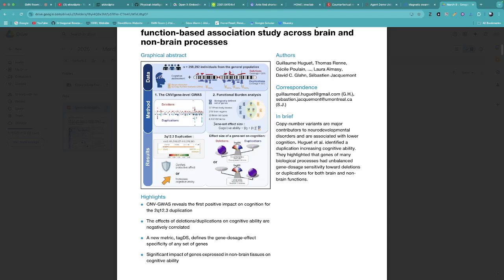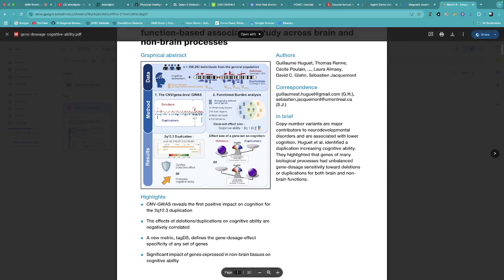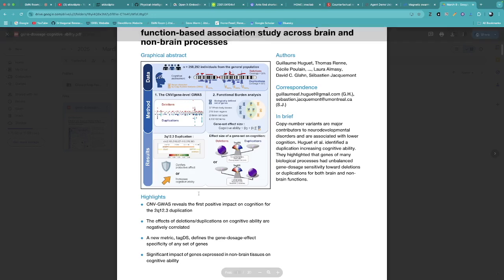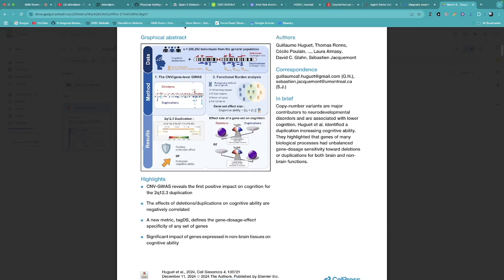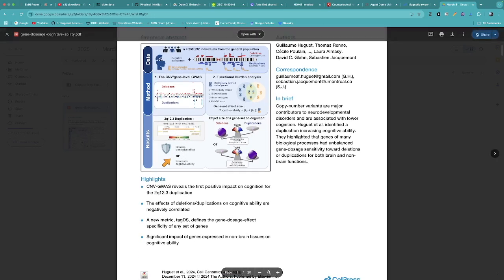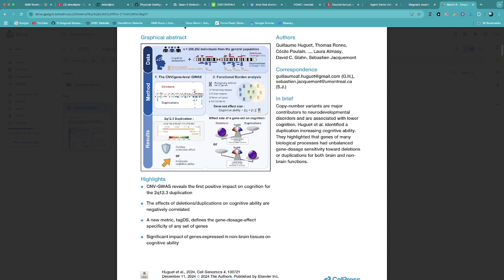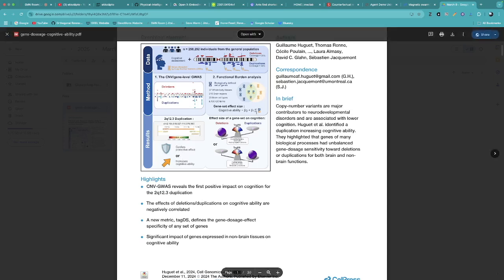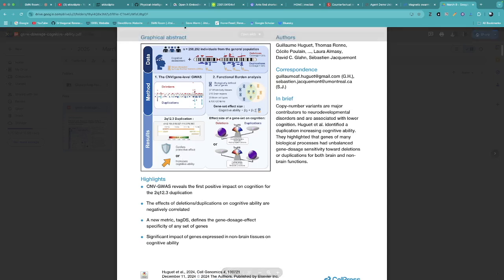Then for this gene set, they have an effect size, which is roughly related to cognitive ability. It looks like there are two classes here: confers protective effect, or increases cognitive ability, and then they look at the effect of gene set on cognition, or the effect size of a gene set on cognition.